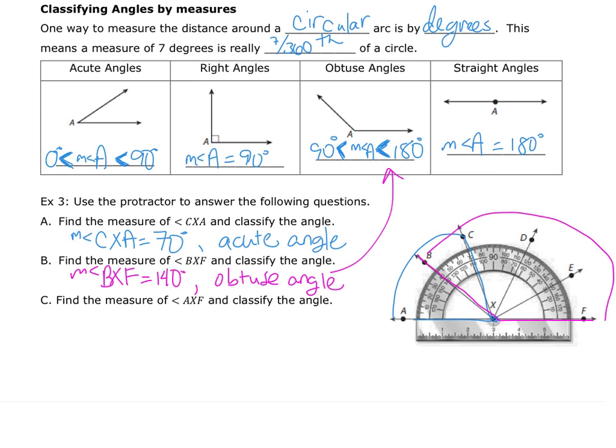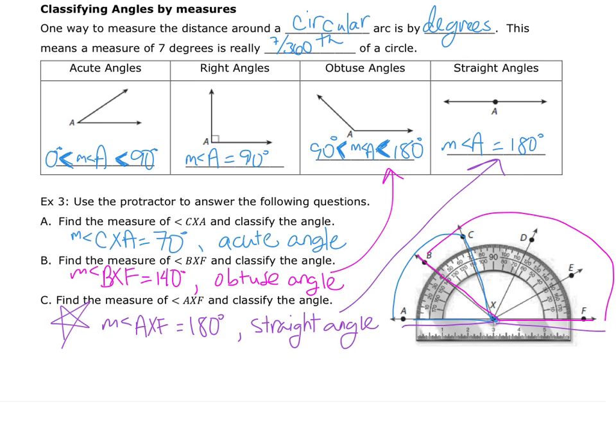For our last one on this side, we need to find the measure of angle AXF. So A to X to F, and I want you to fill in this one on your own. So the measure of angle AXF is a straight line because it goes all the way over and it makes a straight line. That means that you should write that the measure of angle AXF is equal to 180 degrees and it is a straight angle.